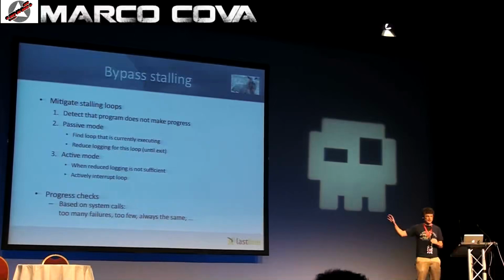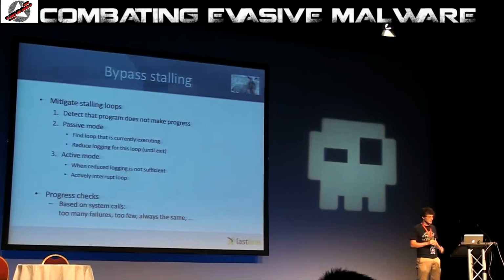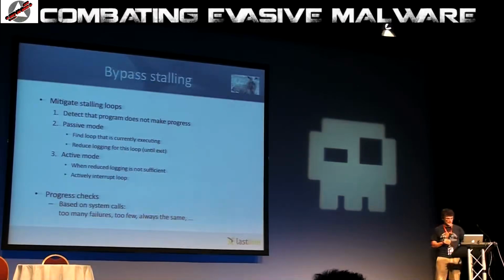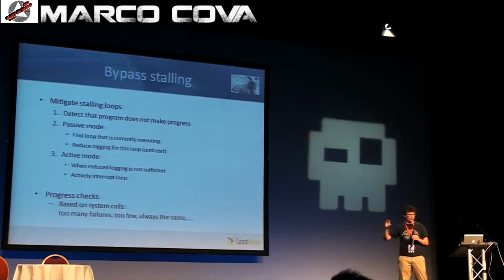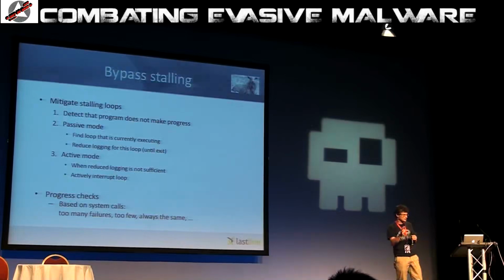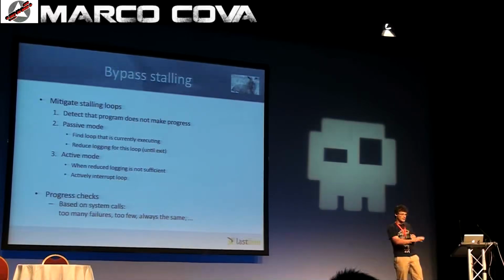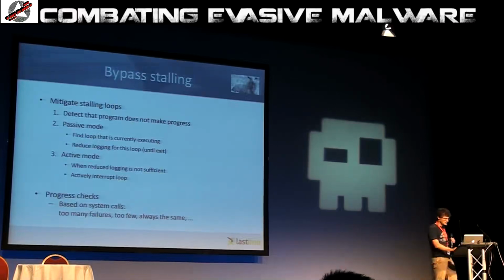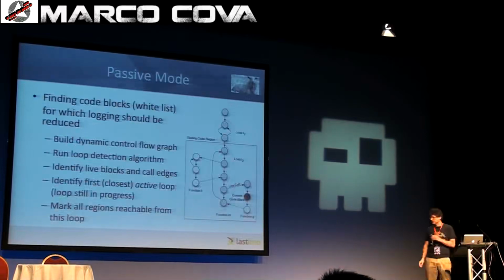If that is not enough, and we still see that we don't make any progress, we switch to active mode, which is where we actively try to interrupt the loop. What we want to do here is force the execution of the malware to leave the loop in which it has been stuck for the last analysis time, so that we see more of what it was programmed to do. Okay, let's see how we do this actually.